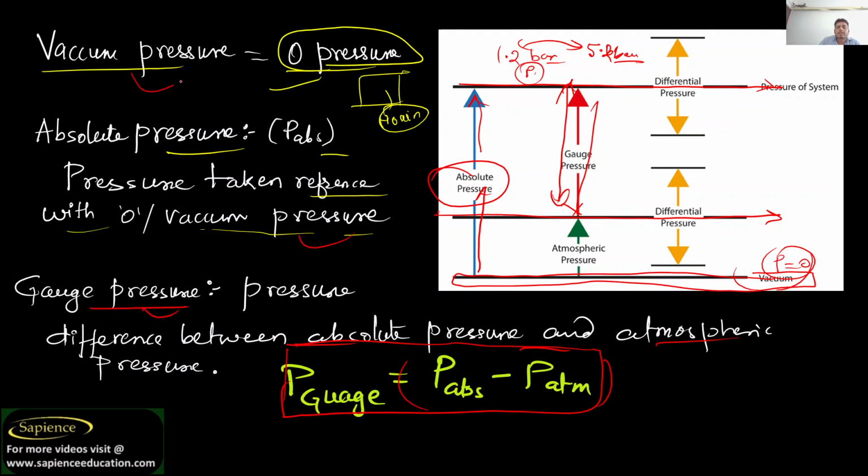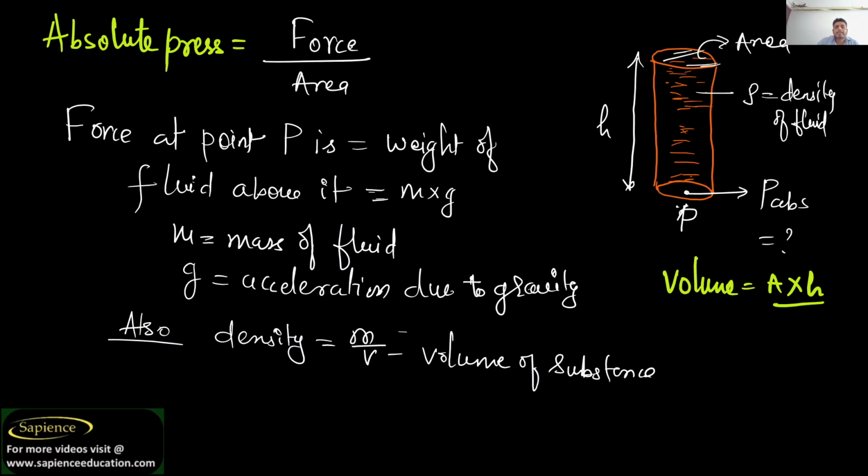So I hope you have understood vacuum pressure, that is zero pressure, atmospheric pressure, absolute pressure, as well as gauge pressure. All this basic you need to understand, right? Let us discuss another topic here. What is absolute pressure? This is equal to force per unit area. Again I am telling you how you will find absolute pressure.